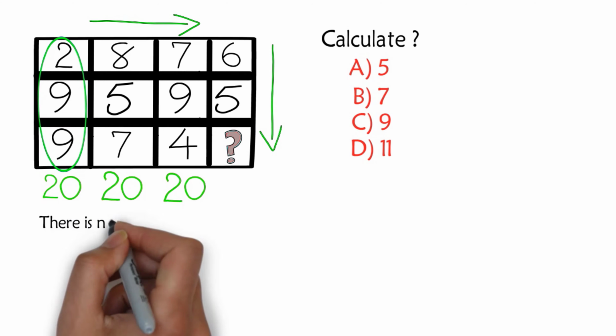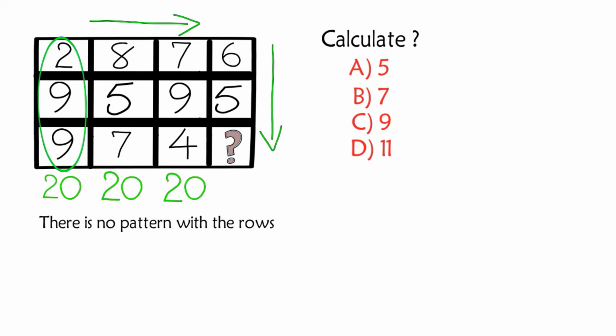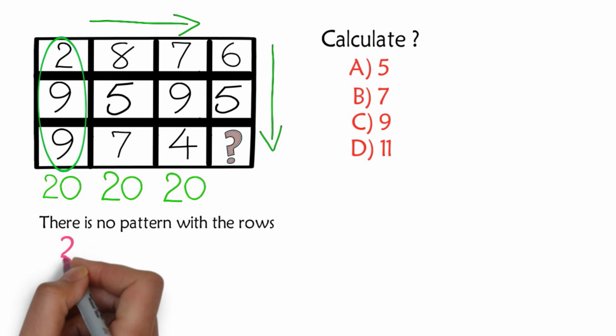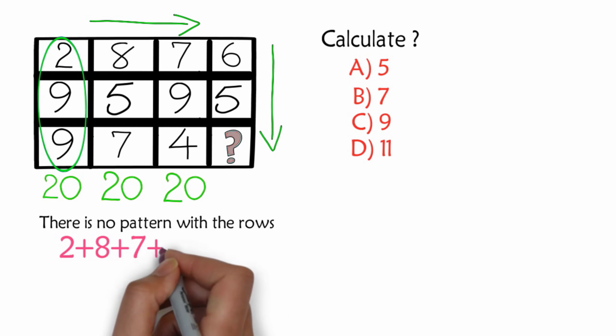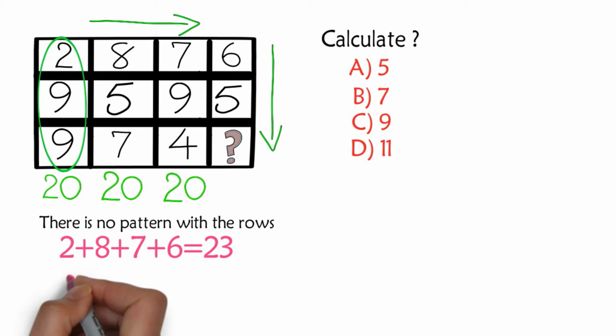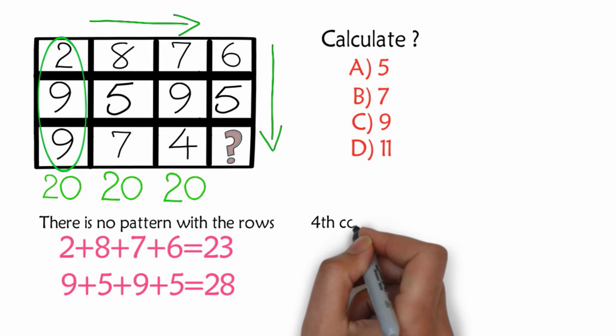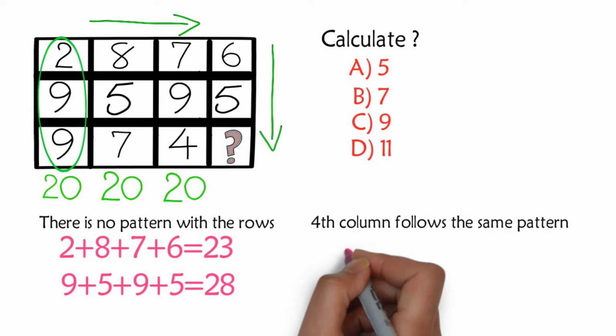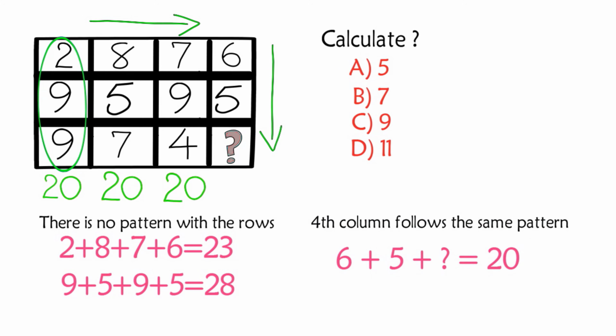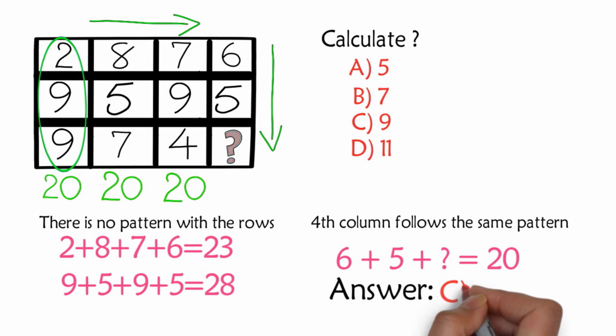We also want to check if there is a pattern with the rows. And there is no pattern, because the first row adds up to 23. 2 plus 8 plus 7 plus 6 equals 23. And the second row adds up to 28. 9 plus 5 plus 9 plus 5 equals 28. So there's no pattern. Based on this information, you can calculate the missing value in the 4th column. 6 plus 5 plus question mark equals 20. So the answer is C, 9. This is the missing value. Hopefully you figured it out and now know how to answer similar problems on the test.